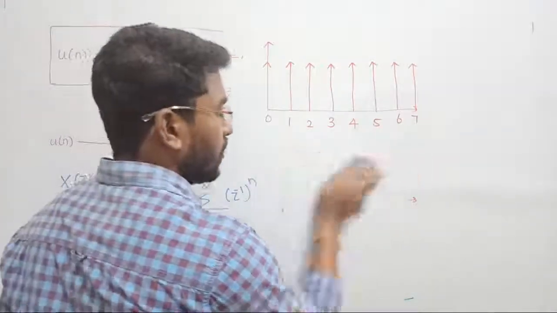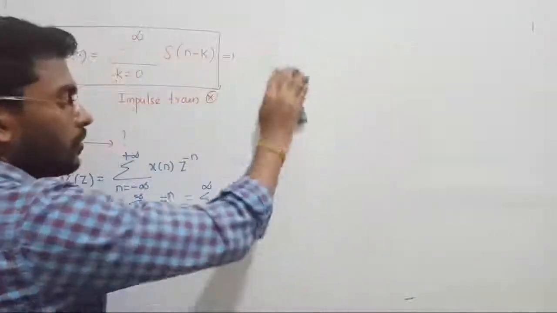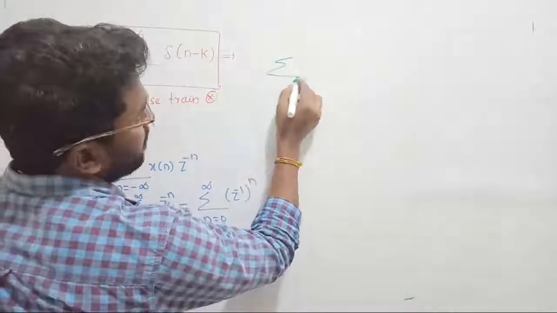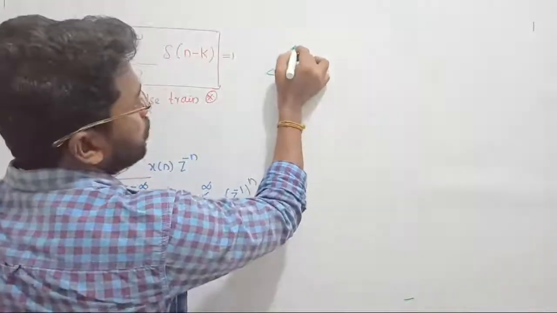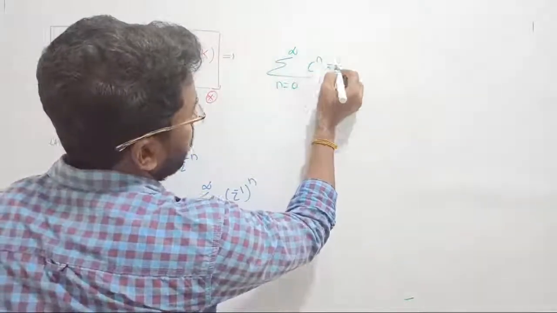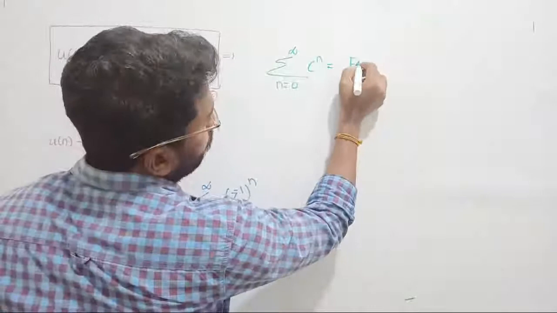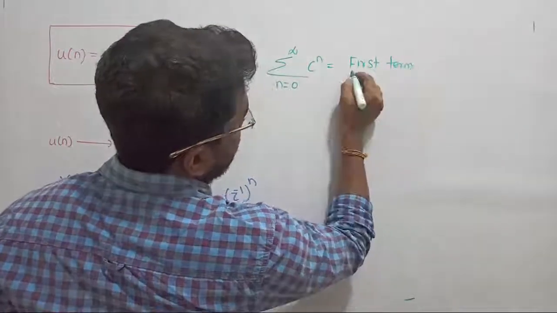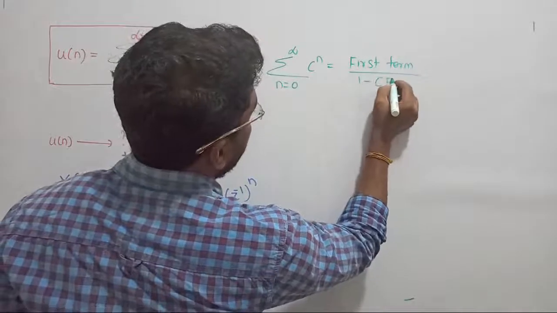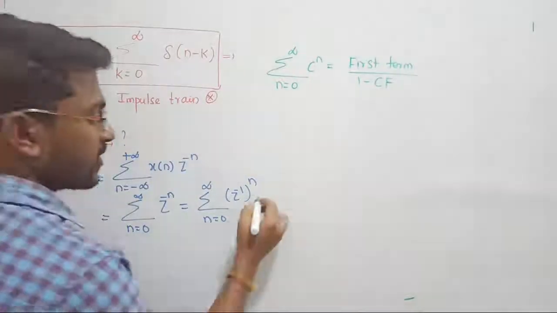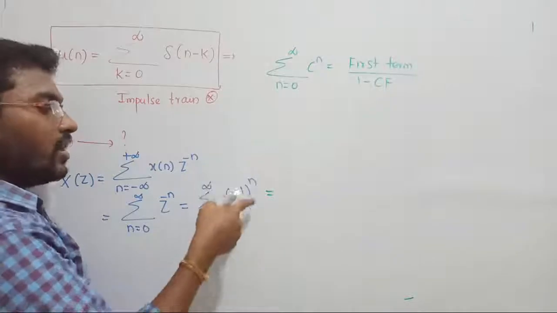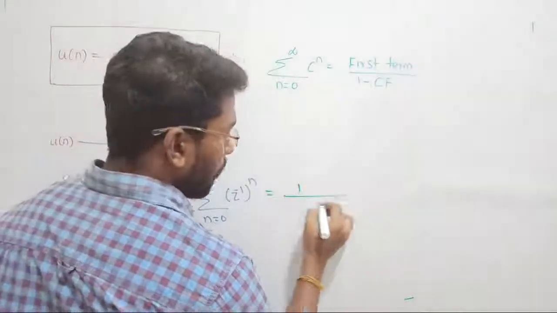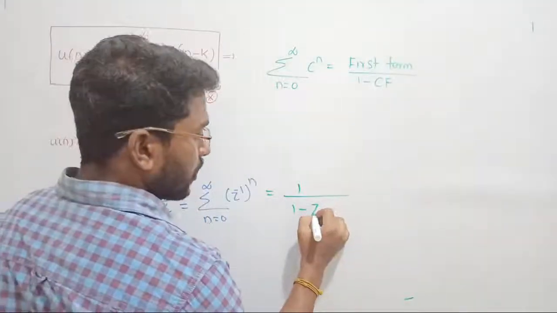Let me write them all once again for better understanding. From the observation of series expansion, if any signal is running from 0 to infinity with the value of c power n, it can be written as: in the numerator we consider the first term, whereas in the denominator we consider 1 minus the common factor. In the same way, the first term here, if I replace n by 0, z power minus 1 whole power 0 will become 1, upon 1 minus the common factor, which is z inverse.